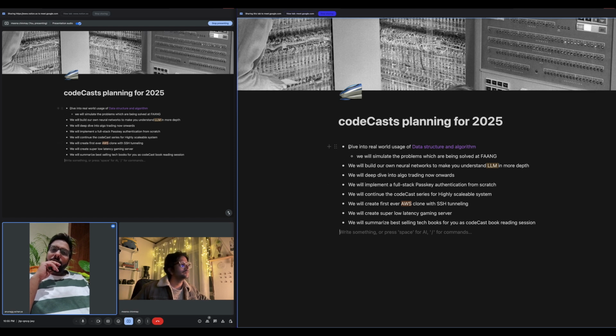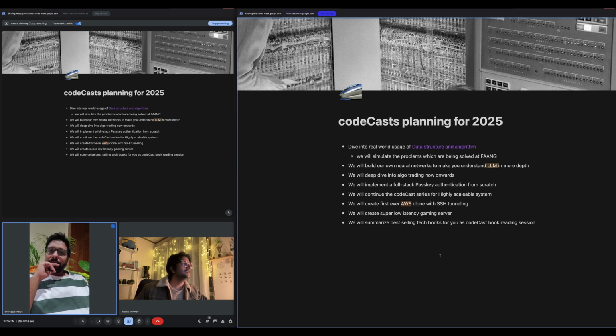What we are planning to do for the first point, diving into real world usage of data structures and algorithms, is this: the theoretical part of algorithms is available in books and multiple YouTube videos. So we will take a data structure or an algorithm from the DSA world, find a real world use case of it in big companies, small companies, whatever the use case in industry, and try to explain it in a simple and intuitive way. That's what we are planning to do.